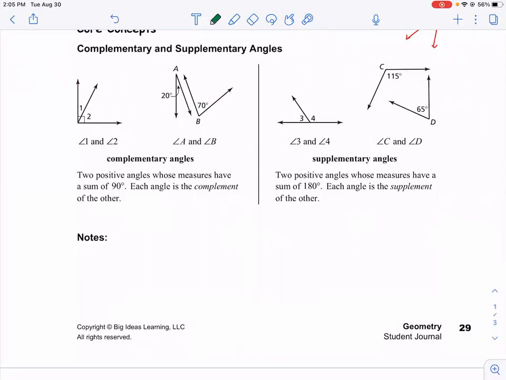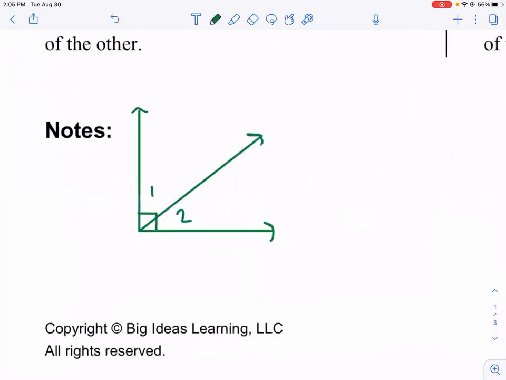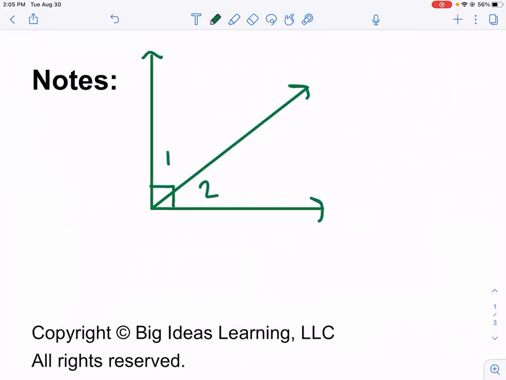Okay, so here we go. I want you to draw this picture. Draw that picture. Jake, what is one thing we can say about angle 1 and angle 2? They are complementary. These two angles, we know they add to be 90 degrees.